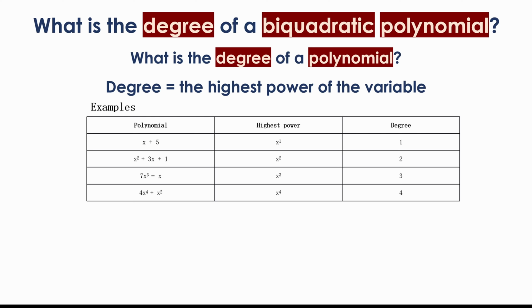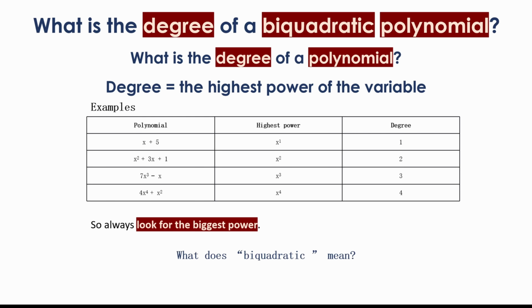And in the second row, we have x to the power of 2 plus 3x plus 1. Here the highest power is x to the power of 2, so the degree would be 2. In the last row, it says 4x to the power of 4. Here the highest power is x to the power of 4, so the degree, or the highest power of the variable, would be 4. If there's anything you want to take from this, it is to look for the biggest power.